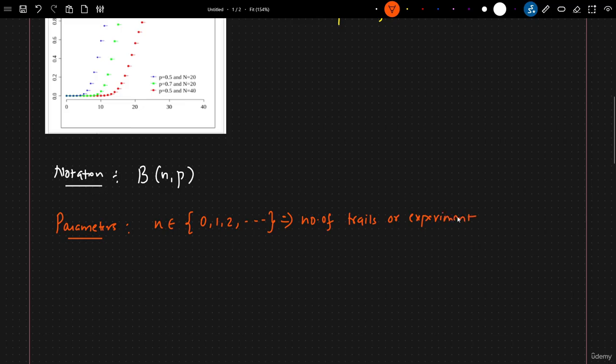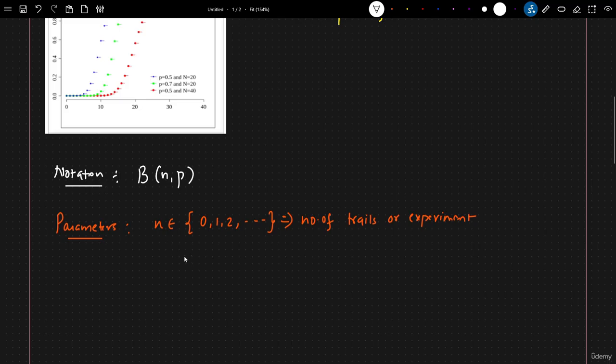I am performing an experiment multiple times and the outcome of every experiment is 0 or 1. Right? The outcome is binary. Like I'm tossing a coin 10 times. So for every toss, I may get a head or a tail. And if I'm tossing it 10 times, that basically becomes my n value.